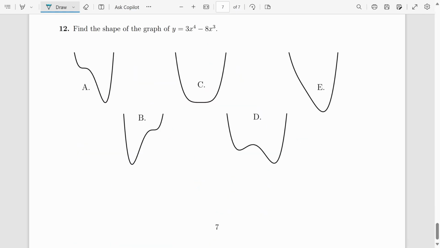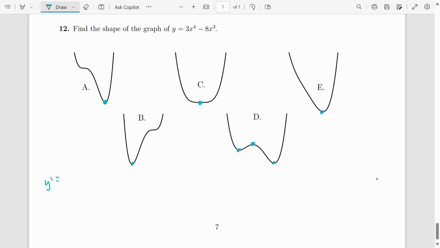Question 12, find the shape of the graph of y equals 3x to the fourth minus 8x cubed. Okay, usually the best way of identifying these graphs is based off of these critical points, these maxima and minima. And when we find those, it becomes easier to tell which graph is which. So let's find the critical points of this function here. So first, we need to take its derivative. We need to find y prime.